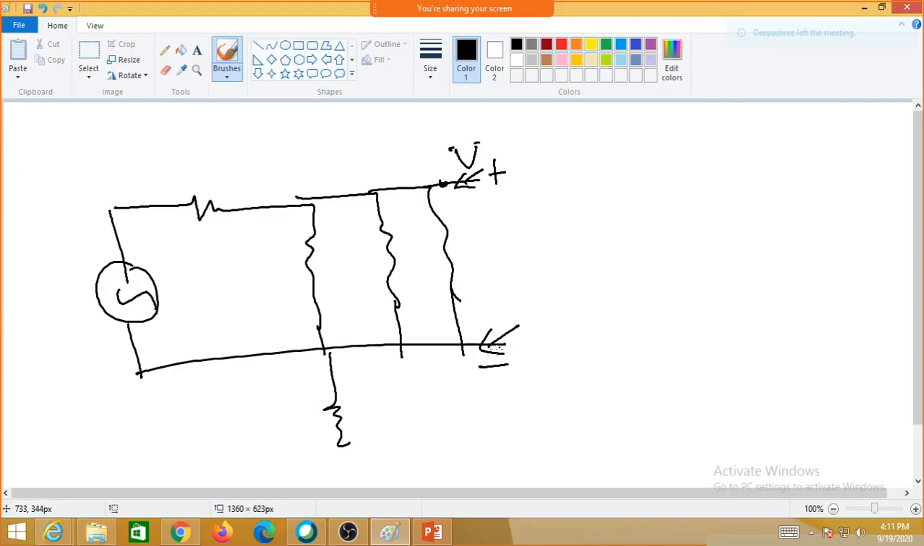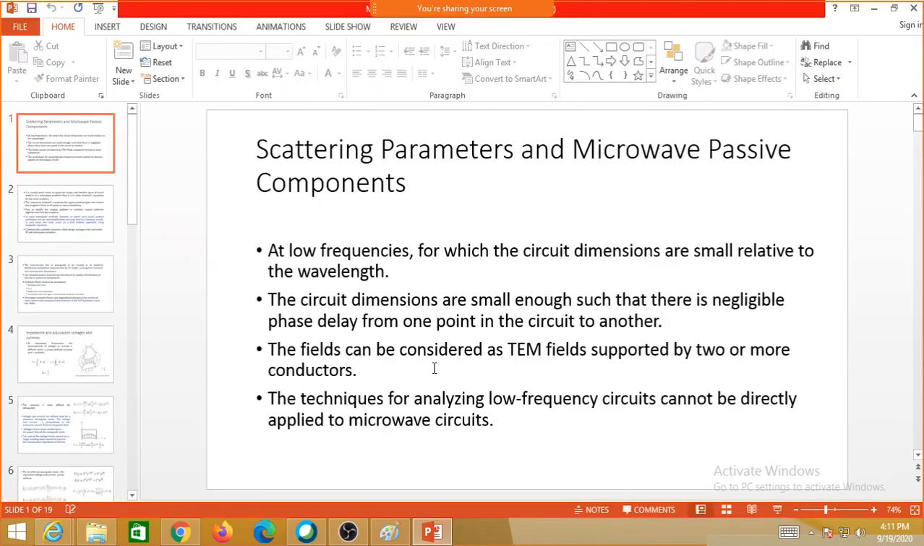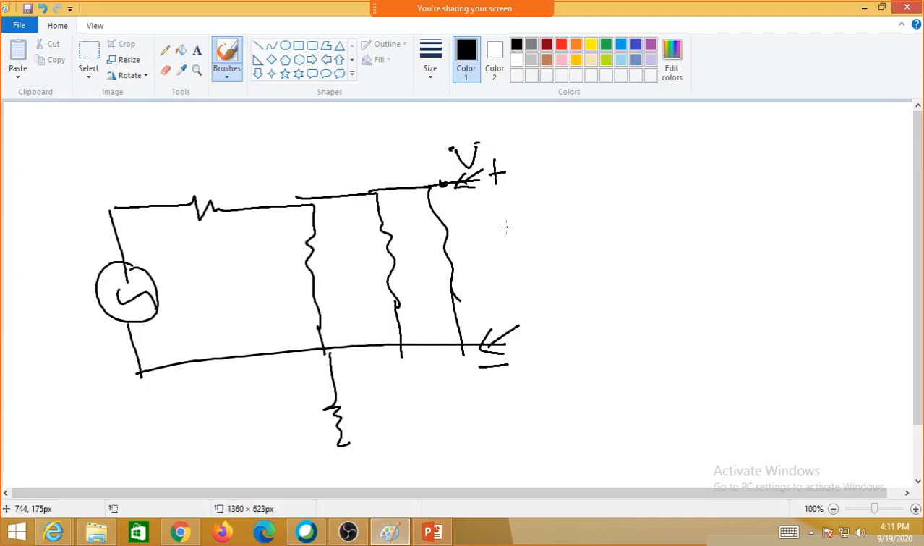In this type of case we actually get TEM kind of fields, but generally those fields are restricted to transmission line or waveguide techniques. In general, if you take circuit analysis, we always measure voltage or current. So at lower frequency, or in circuit analysis, we always measure voltage and current.